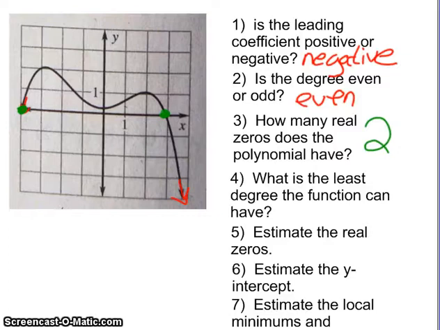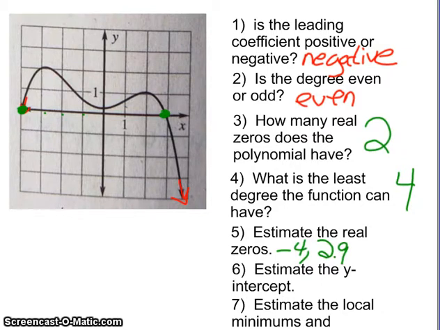All right, so back to the question, what is the least degree? It has to be even, and it has to be greater than 2. The next even number greater than 2 is 4. Estimate the real zeros. All right, so the one on the left, 1, 2, 3, 4, at about negative 4. The one on the right, 1, 2, 3. Maybe it's a little bit less than 3. Maybe it's about 2.9.